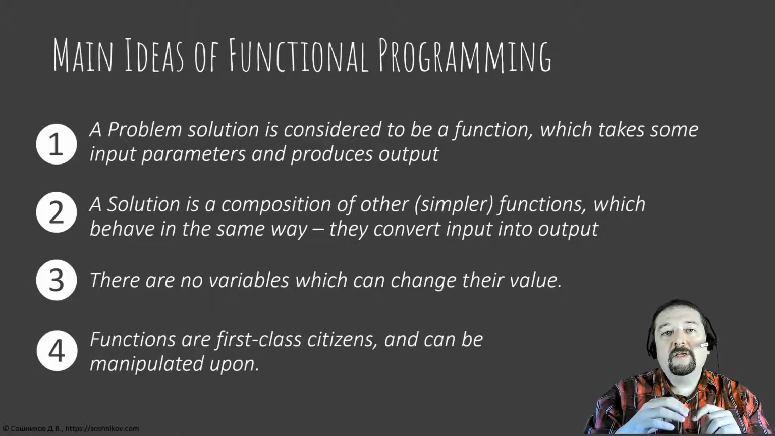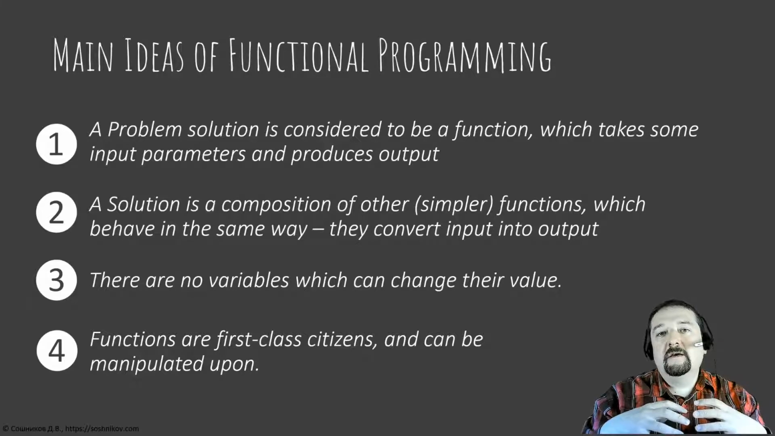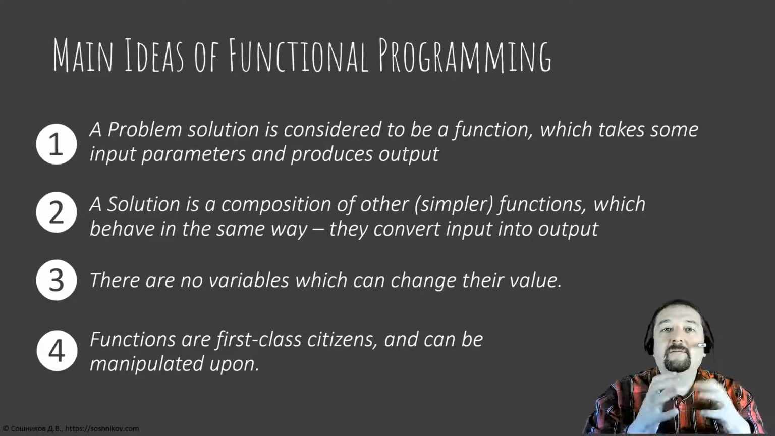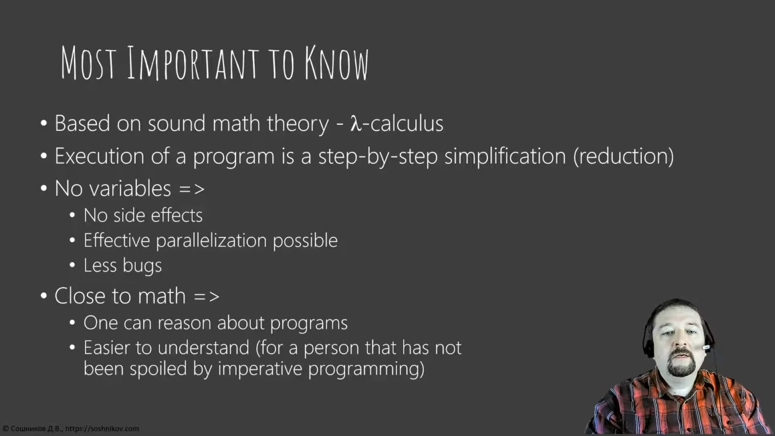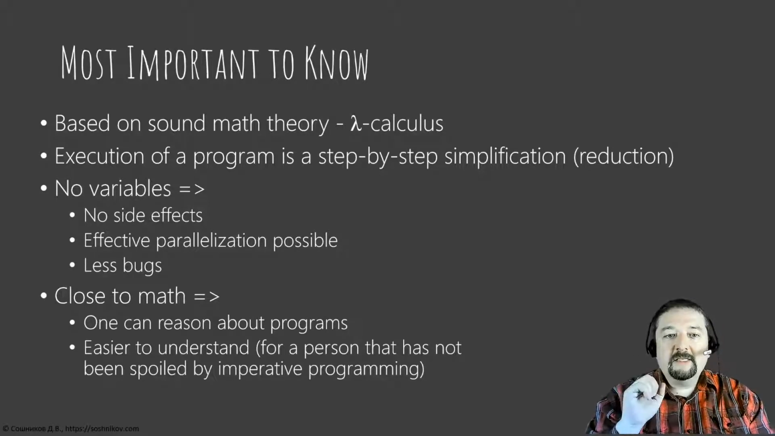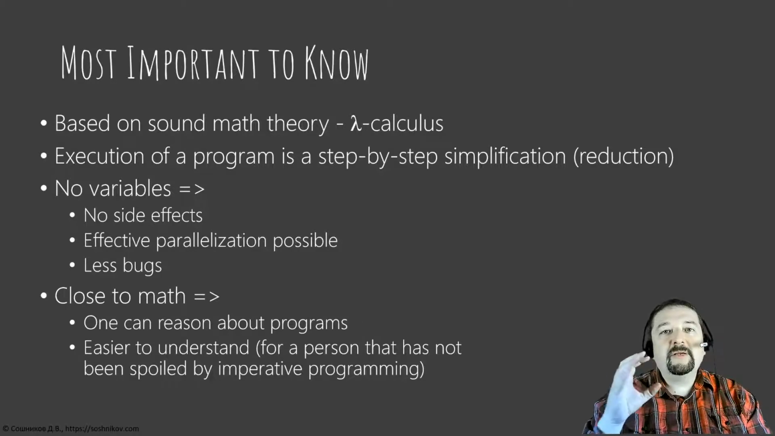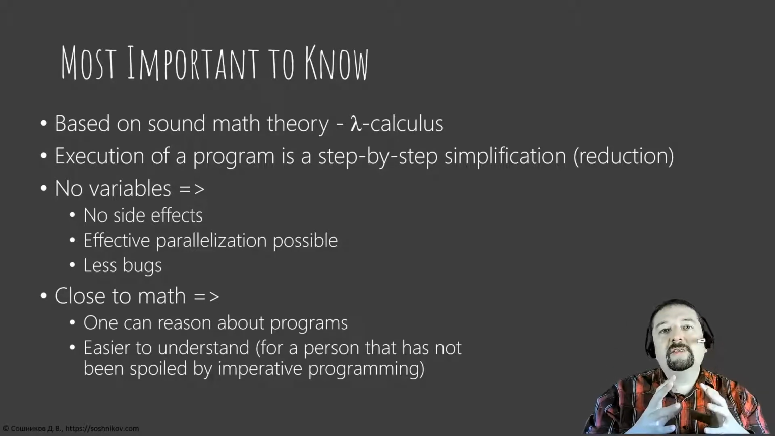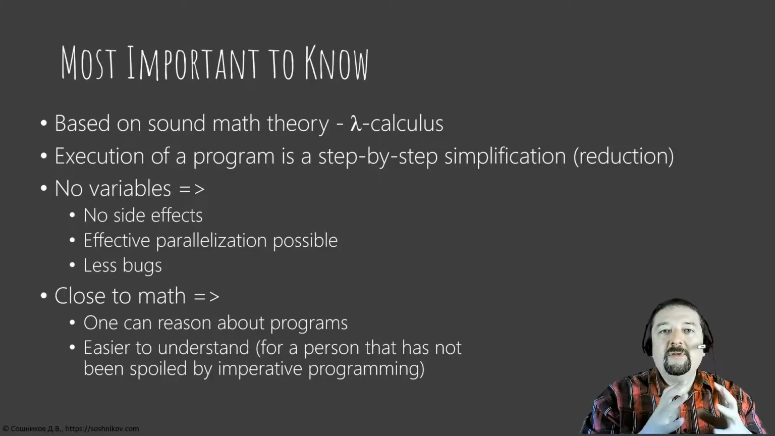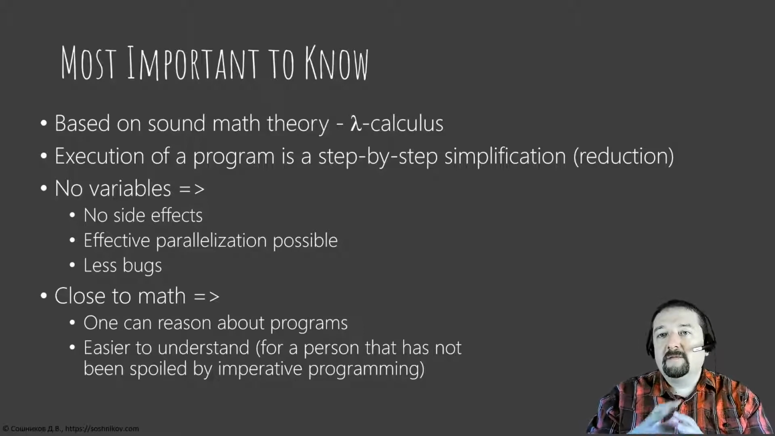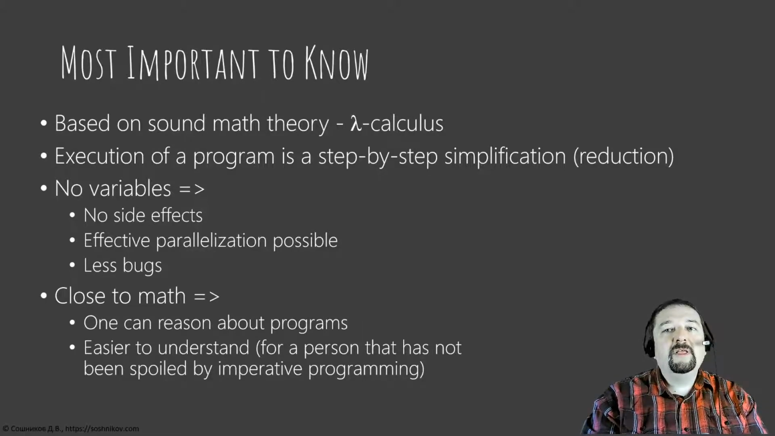And also another important thing is functions are first-class citizens. You can consider functions to be values. You can pass functions to other functions, and that actually brings us a lot of beauty to function composition, because you can compose functions in very complex ways by doing operations on functions, and that brings power to functional programming. What else is important to know? As I already said, it's based on the sound mathematical theory called lambda-calculus, and the way program is executed is by step-by-step simplification. So we take the program. The program is a big mathematical lambda expression, and then we simplify it, and by simplifying it, we finally arrive at the result. The fact that there are no variables means that there are no side effects.